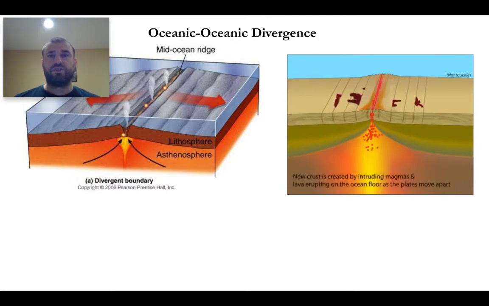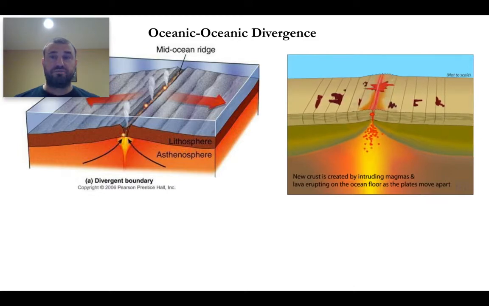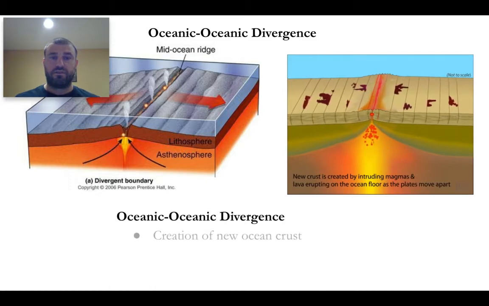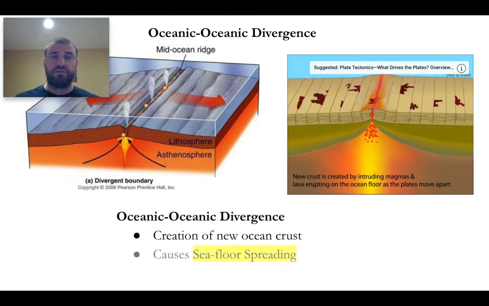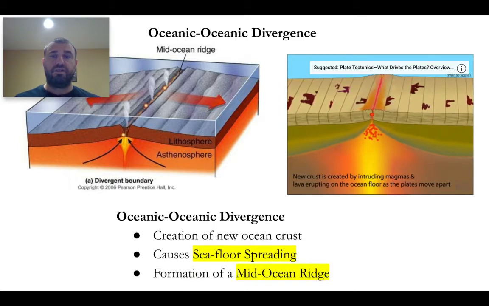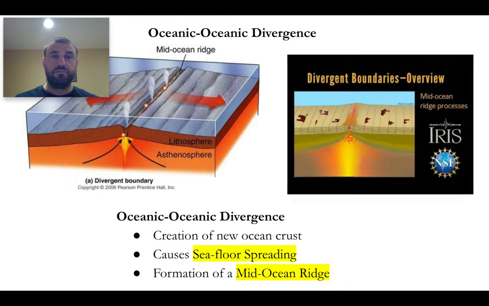So oceanic divergence is the same thing as seafloor spreading. So it creates new crust and causes seafloor spreading. And it forms a mid-ocean ridge.